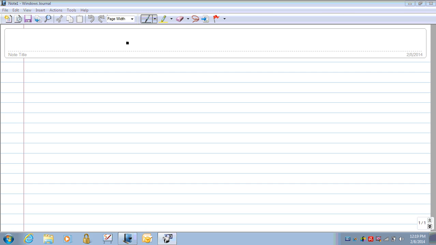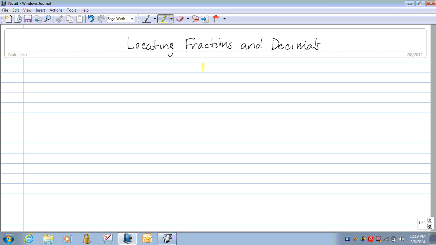Okay, we will be locating fractions and decimals on a number line. So if you would head your two-column notes "locating fractions and decimals." You have learned to locate points for whole numbers on a number line. Today we will learn to locate points for fractions and decimals on a number line.